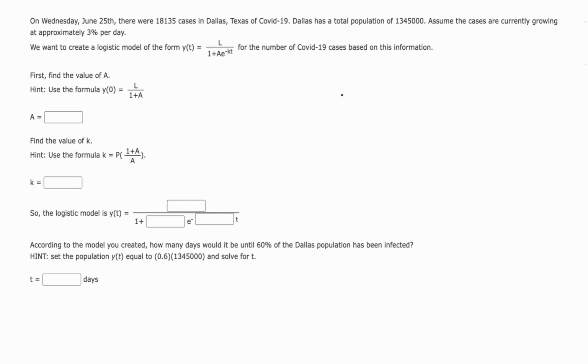So, I'll draw a graph of cases versus time. There was really only about a small fraction of the people infected at the start, 18,000 versus a million. So it's really just a small starting value. So that's going to be called y of 0.